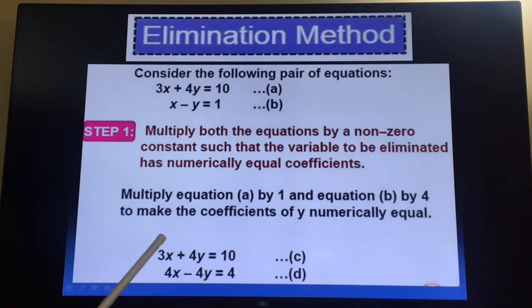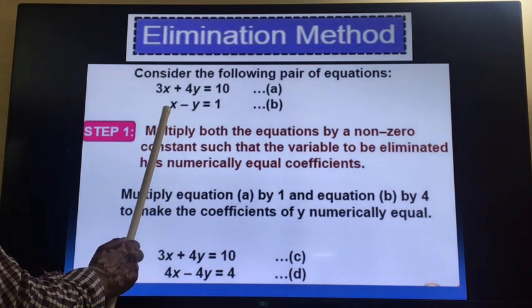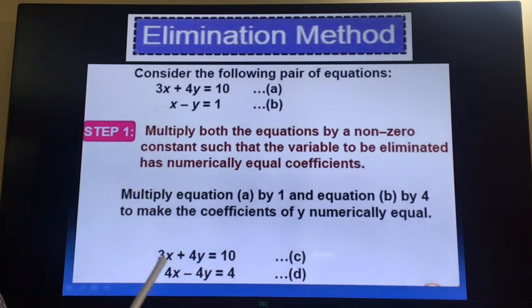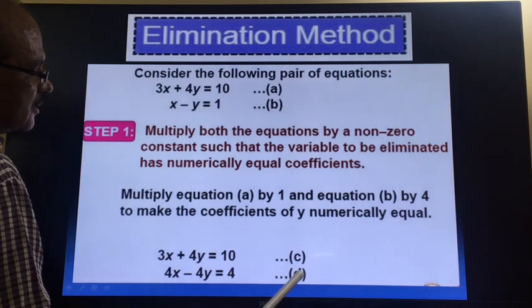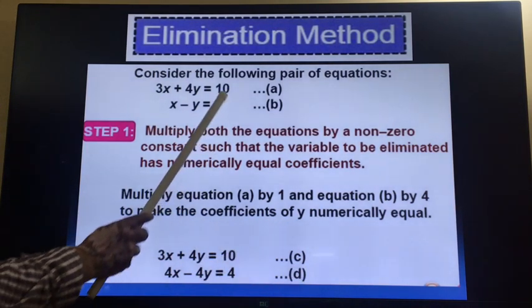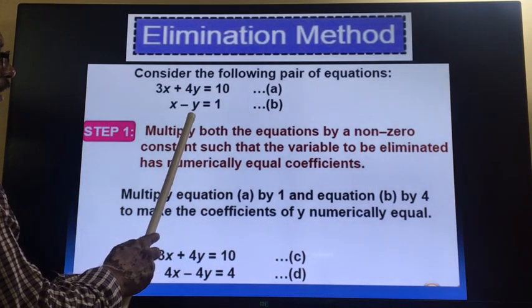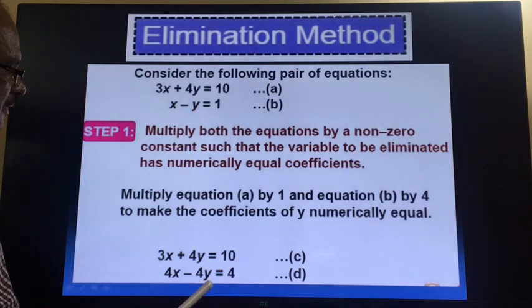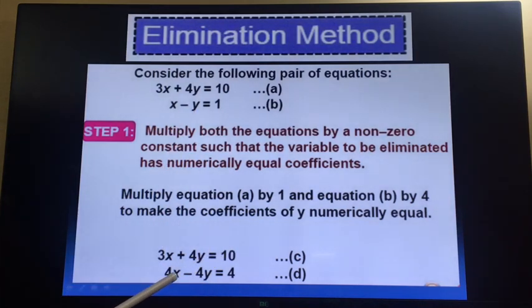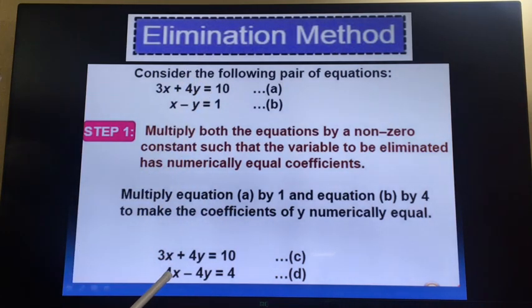So the first equation is 3x plus 4y is equal to 10. The second equation we will multiply by 4. So we will get 4x minus 4y is equal to 4. This is the second equation, which we have numbered D. The first equation we have written as C, and the second equation after multiplying by 4 we have written like this. Now, 3x plus 4y is equal to 10 was the first equation, and the second equation we got after multiplying by 4 is 4x minus 4y is equal to 4.